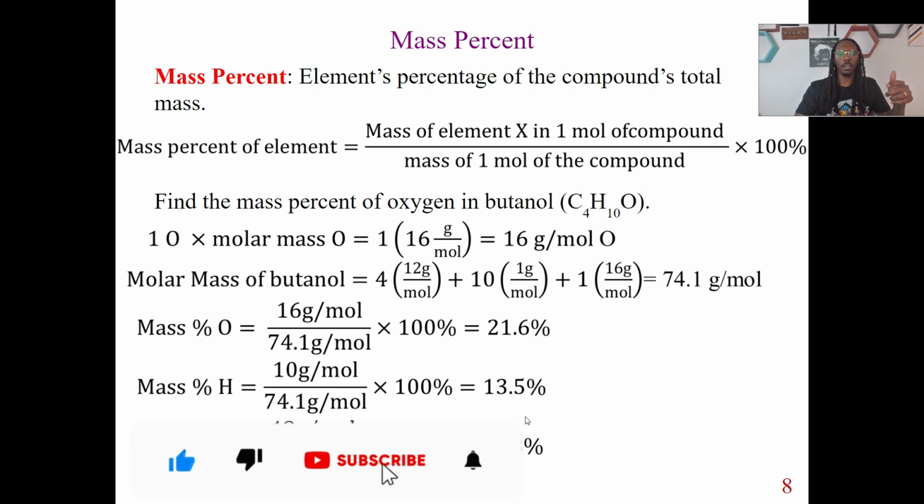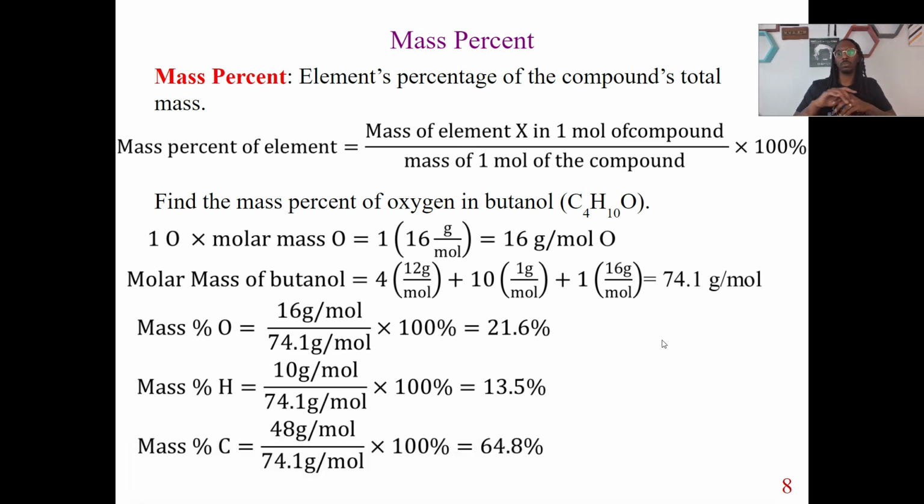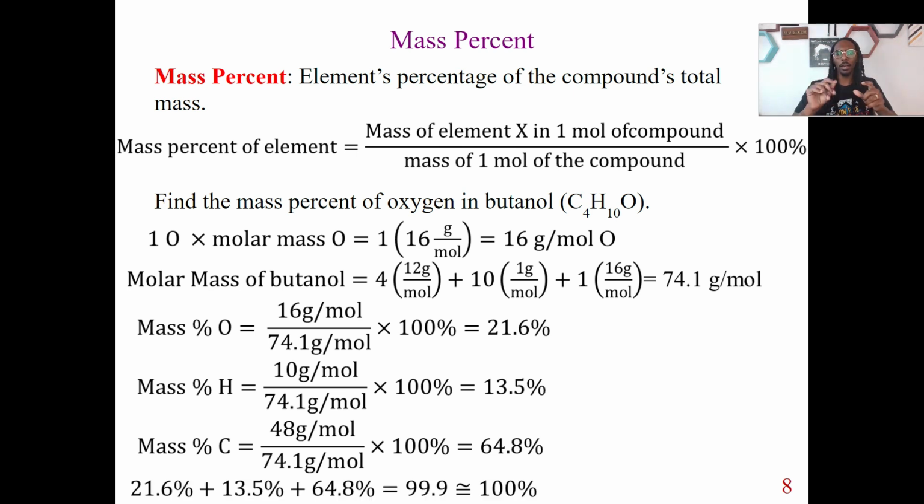So now we just determined our mass percentage of carbon, hydrogen, and oxygen. And here's always a way to double check your work. If you add up all your percentages, it should always equal 100%. So 21.6 plus 13.5 plus 64.8 equals 100%. If it doesn't equal 100%, something went terribly wrong, okay? So it should always equal 100% because this is, once again, mass percentage of our element. So basically, parts of these are going to equal my whole compound, just like a fraction. That's all it is.